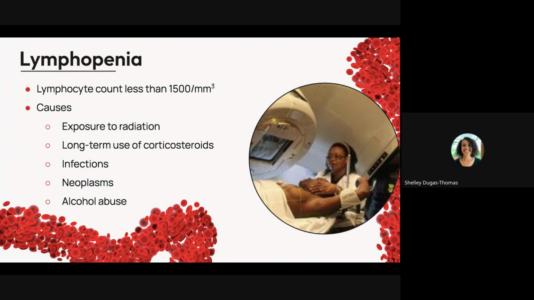and clinical significance. Usually in mild lymphopenia, you'll have an asymptomatic patient. In severe lymphopenia, you'll have decreased B cells, which will increase bacterial infections. And with decreased T cells, you'll have opportunistic infections.